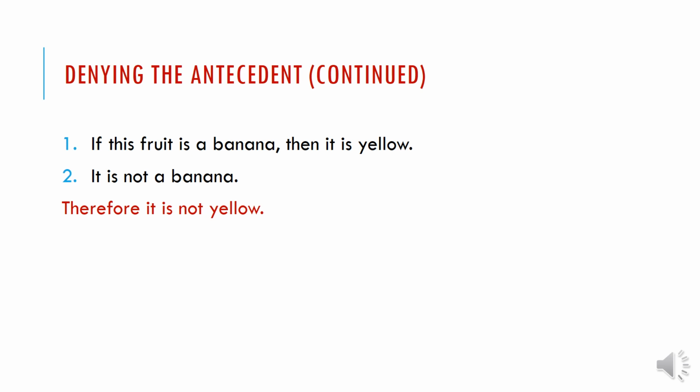Take this example. If this fruit is a banana, then it's yellow. Now, if this thing is not a banana, I can't therefore conclude that it's not yellow because what happens if I'm holding a lemon? If I'm holding a lemon, then this argument does not follow. By denying the antecedent, we're confusing what is necessary and sufficient. Remember, being yellow is a necessary condition upon being a banana, but that doesn't mean that if it's not a banana, it can't be yellow. There are other ways or other things that are yellow.